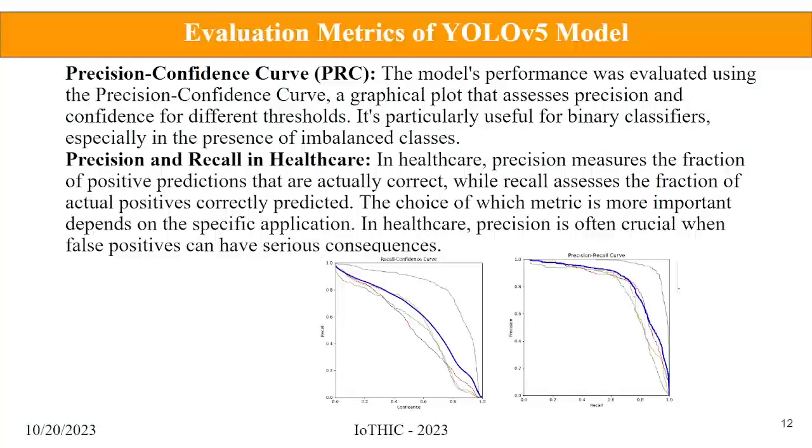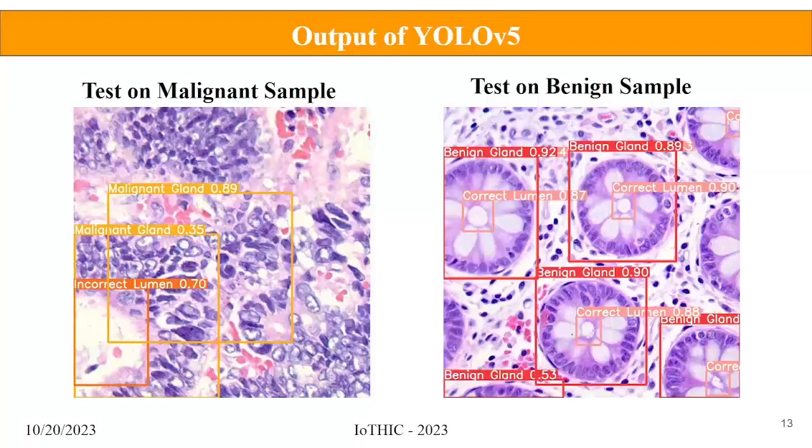And then we can observe the graph. When the graph moves more towards the right corner in the precision recall curve, the more accurate our model is. Our model is around 90% accurate.